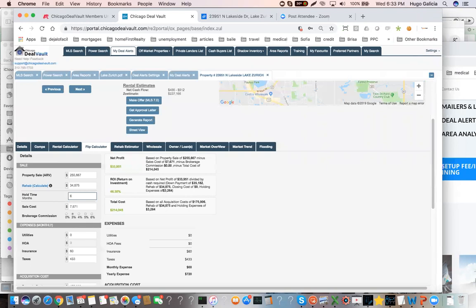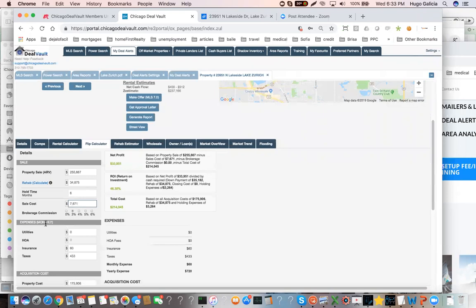So now let's go down to the other numbers. So here we have sales cost. This is a percentage of the ARV, and then commissions. These are the brokerage commission. So this is how much you're going to pay your listing broker to help you sell the property. So this is about 5%. So let's put in 5. And then we're going to put in some utilities. So we are paying gas, electric, and water. So we're going to pay about 160 per month. Okay, so 160 per month.